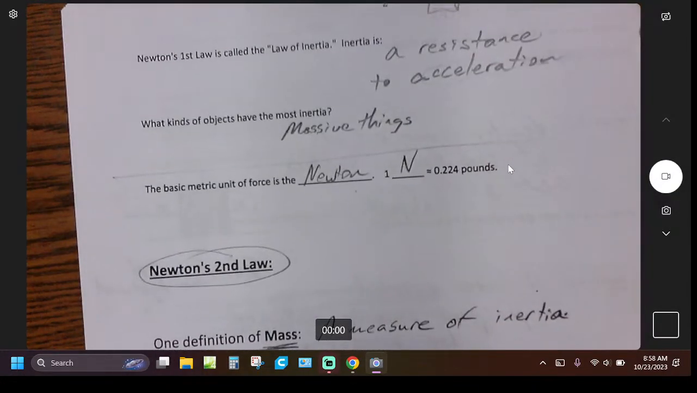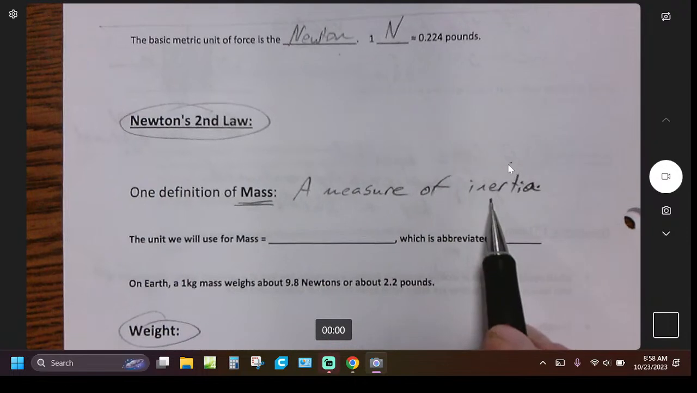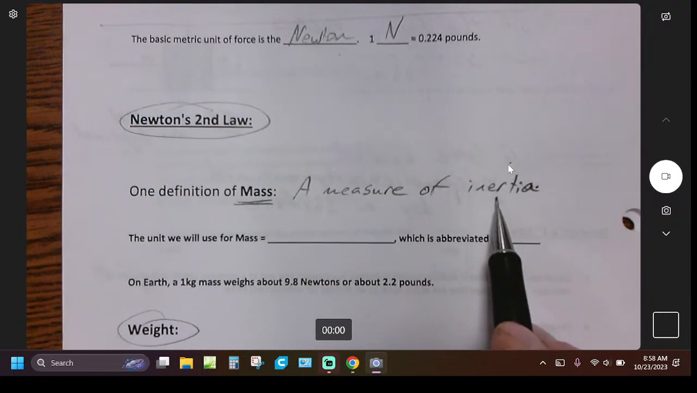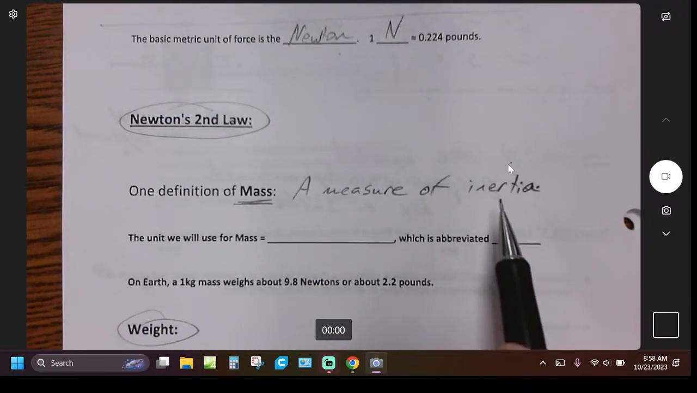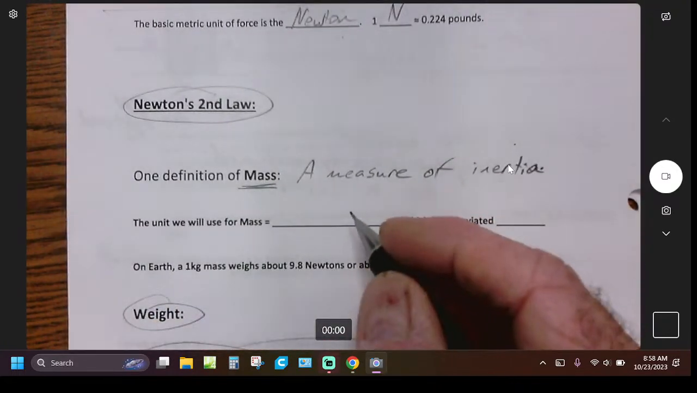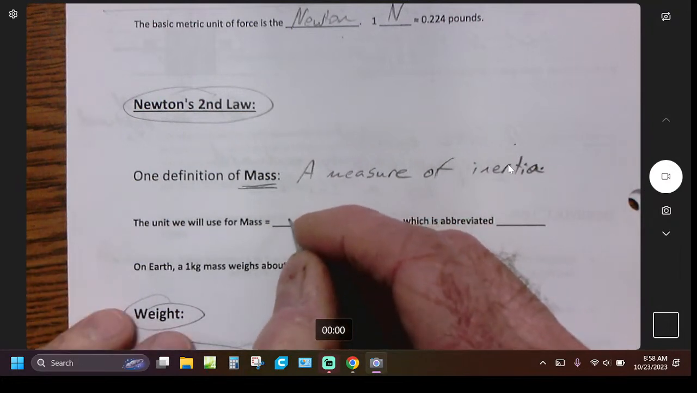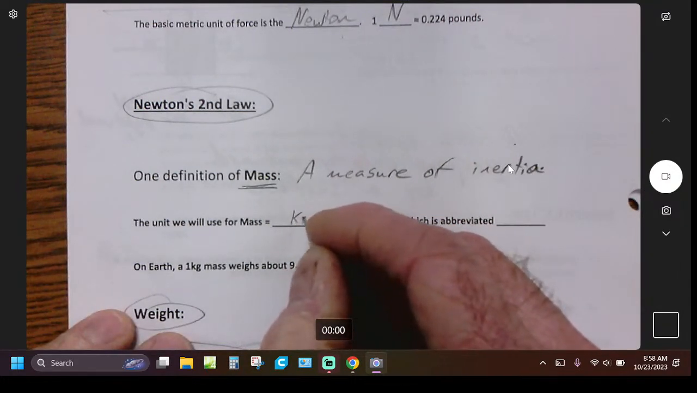So a definition of mass is a measure of inertia. The more mass you have, the more inertia you have. They're really tied to one another. Again, kind of circularly. The unit we're going to be using for mass, what's that one? Grams is I guess the base unit, but the one we're going to use the most is kilograms.